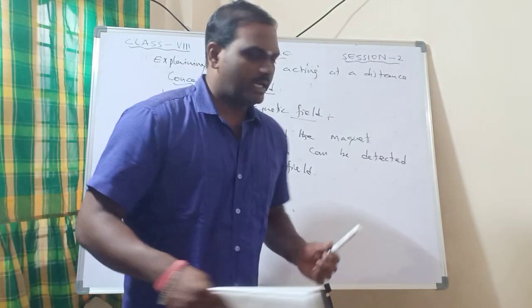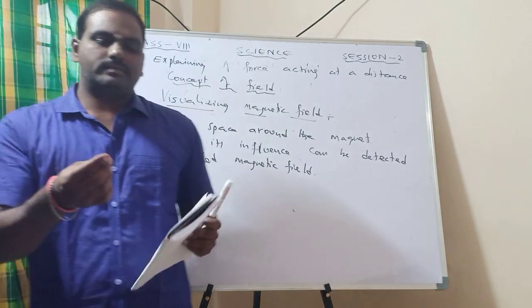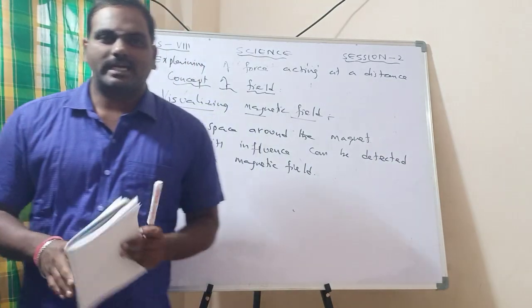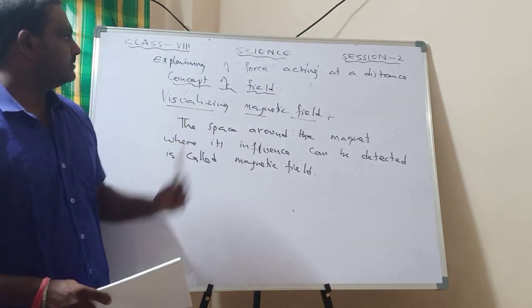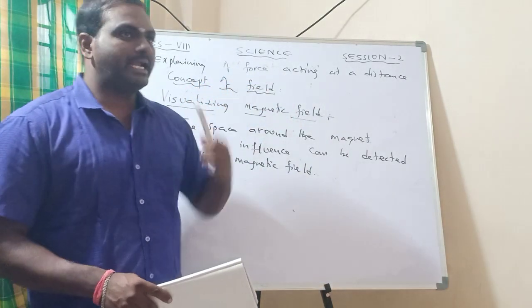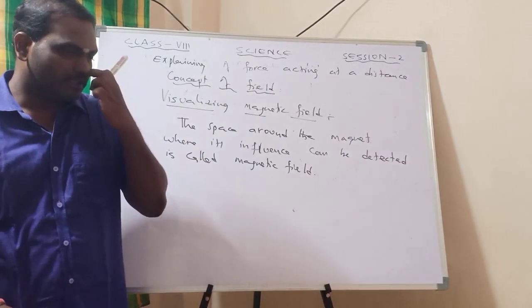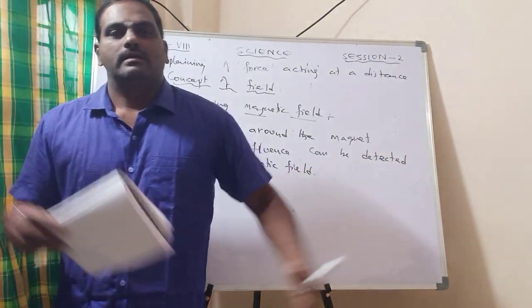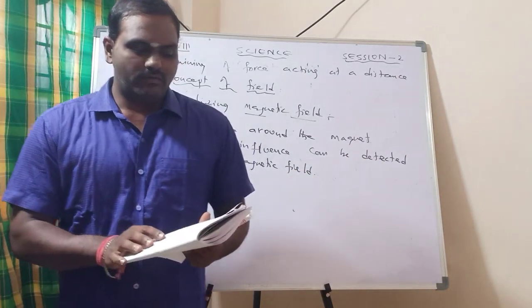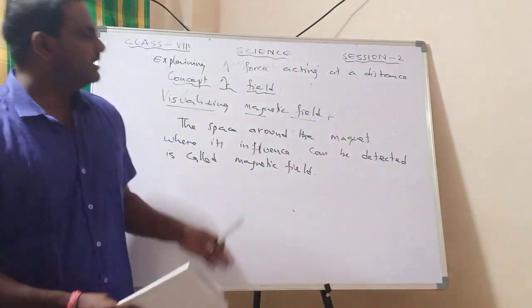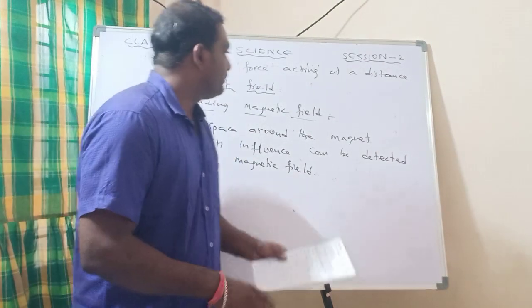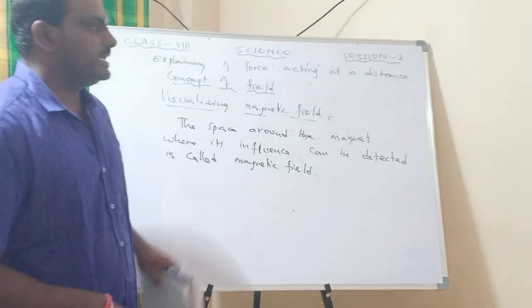Now, next one is, along with these three concepts, magnetic field, electrostatic field, and gravitational force, we have one more, that is explaining the force acting at a distance. It's one of the examples for this. We are discussing the field at a distance, or the force at a distance. One more example for this is explaining the force acting at a distance.